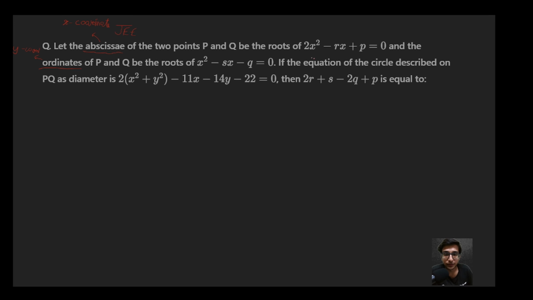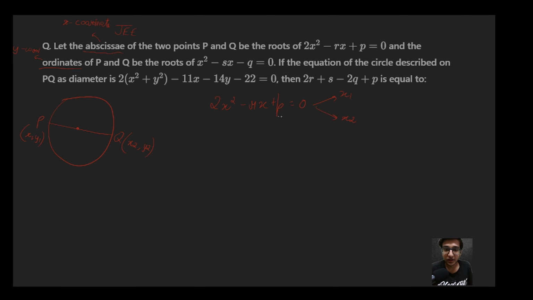So let's look at the first equation that has been provided to us. So let me first draw a circle. So they have told us that this is a circle. There is a diameter that passes in the circle. PQ is the diameter. P has, let us assume the points to be x1 comma y1, and for Q let us assume it to be x2 comma y2. Now they have told us that x1 and x2 are the roots of this equation. That means 2x square minus rx plus p is equals to 0. The roots of this equation are x1 and x2.